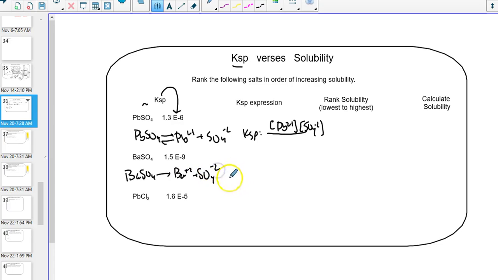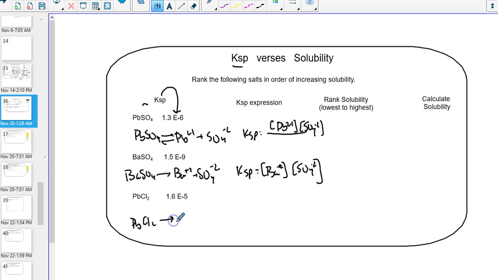You should be trying this on your own. I always forget to say that, but you should always be. All right, pause it, try the next one. We just go concentration of Ba2+, concentration of SO4 2-. Make sure you keep your charges on there.